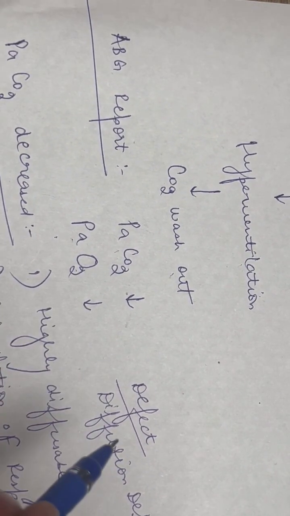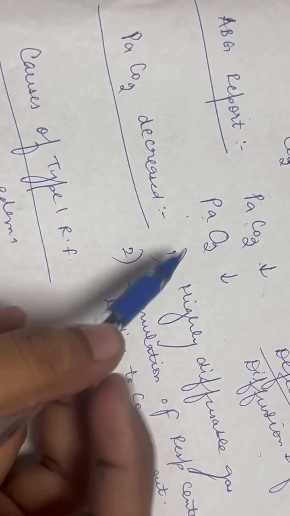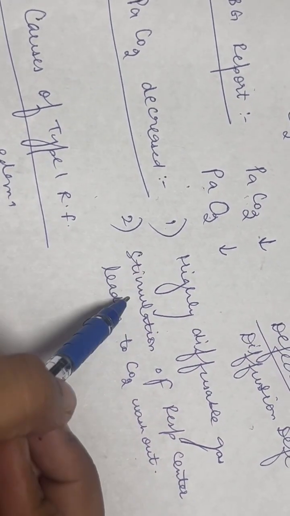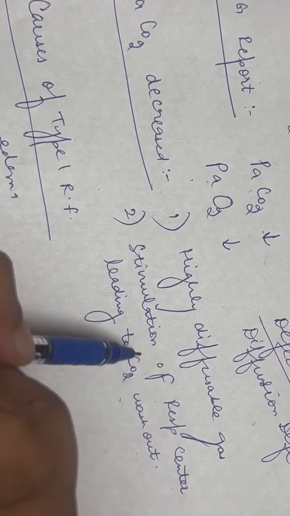Carbon dioxide should be filled in the lungs, but it is not filled. So there is a diffusion defect. Why is carbon dioxide partial pressure decreased? There are 2 main reasons for it. The first reason is it is a highly diffusible gas, and the second reason is stimulation of the respiratory center, which is helping your lungs to wash out the carbon dioxide.